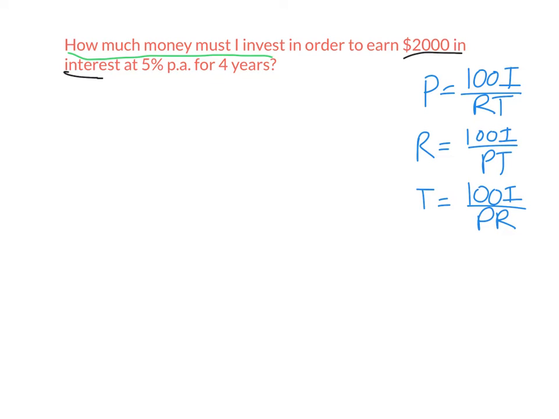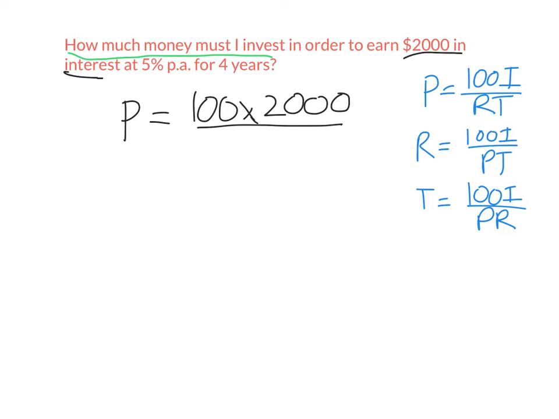So for this one, I'm finding P, so I could use P equals 100 times I, and I was told the interest is 2,000, divided by RT. R and T must once again be in the same units, but they are here because I've got years and years. So it'll be 100 times 2,000 divided by 5 times 4. And if I just put that on my calculator, I get $10,000. So that was easy to use. The problem is that you'd have to remember these 3 formulas.